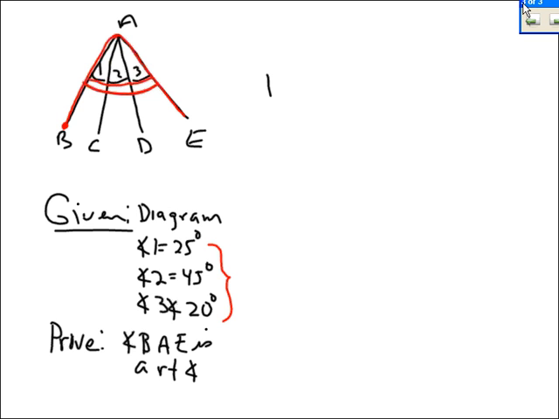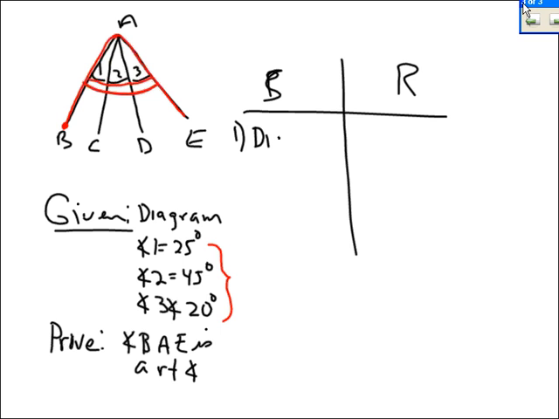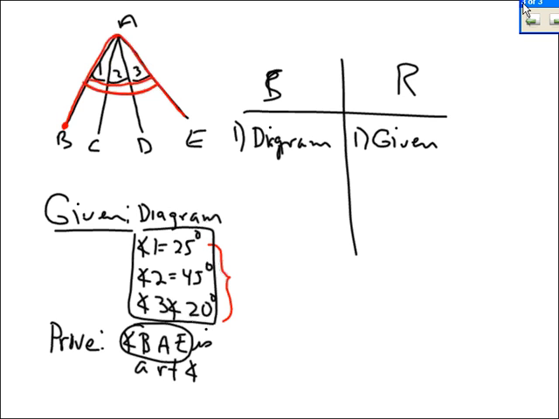Okay, so proof. Excuse me. So statements and reasons. Statement 1 is the diagram. And that's given. Just because these three angles add up to 90, that's not enough. You have to argue that those three angles make up BAE. And if you don't have that diagram, you can't do that.